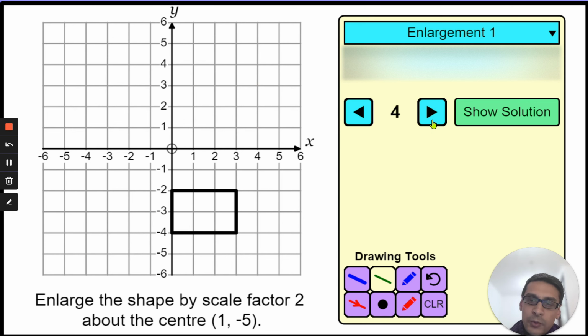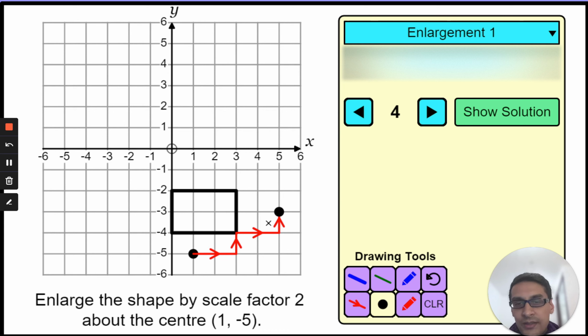Okay, example 4. Enlarge the shape by a scale factor 2 about the center 1, -5. So you go 1 across, 5 down. Now, it's quite similar to the previous example. This time around, I'm going to do everything twice. So if I go 2 across, 1 up, I'm now going to go 2 across, 1 up again. So that vertex ends up being there.